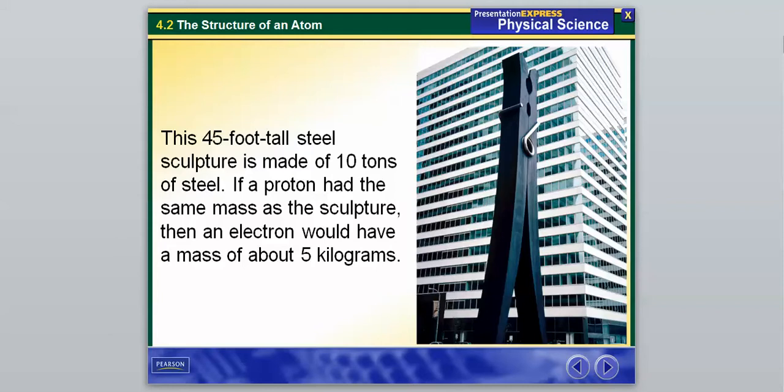And they are making a real-life example, saying that if a proton had the same mass as that sculpture, so if protons weighed 10 tons, then an electron would have a mass of only about 5 kilograms. So that's showing us that the size of an electron is much smaller than the size of a proton. So that is, again, like an analogy, a real-life scale sample there, that if we took a proton, magnified it up to 10 tons, if we wanted to keep it to scale, we'd only have to make an electron up to 5 kilograms to keep the proportions the same.